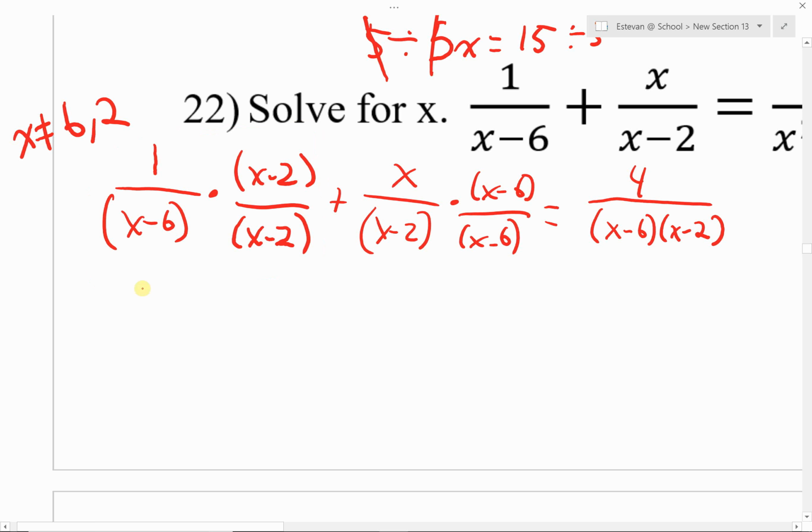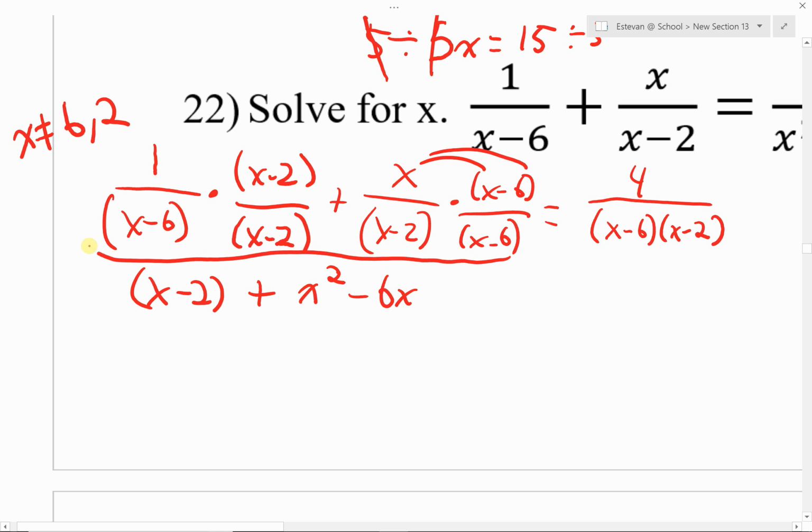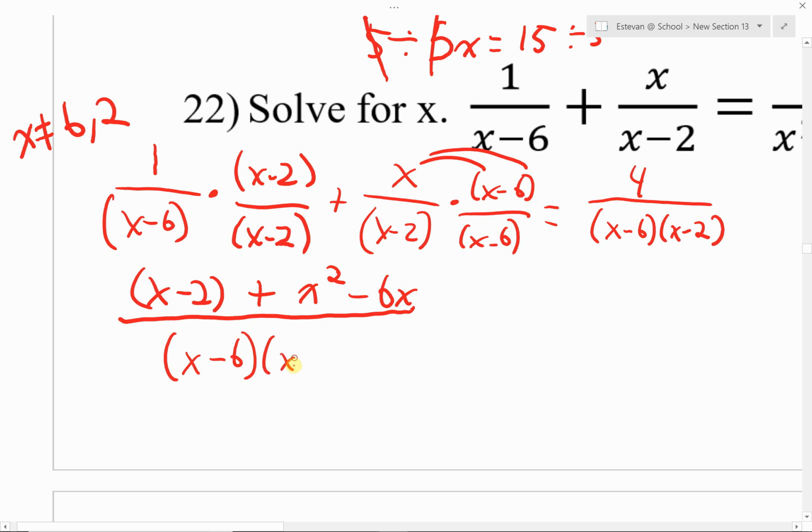Then I'm going to just combine. This should be here, leaving me with x minus 2 plus x squared, I distributed, minus 6x. You see here, now that they have the same denominator, I'm going to just already combine it and make it over x minus 6 times x minus 2, is equal to 4 over x minus 6 times x minus 2.